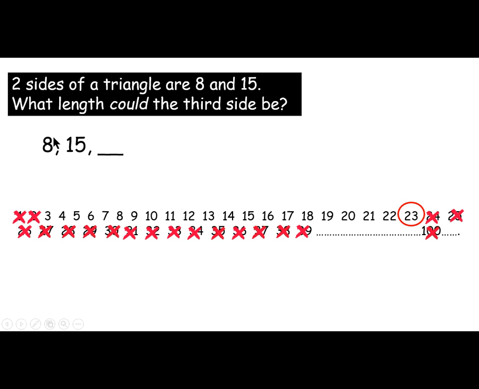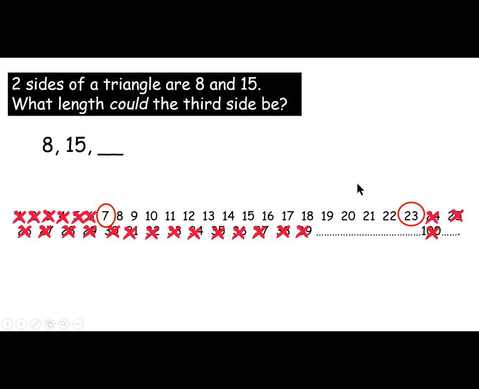The way to find the other limit here is we're simply going to subtract these numbers. We'll take the bigger one minus the smaller one. What is 15 minus 8? It's going to be 7. If I had 7 for my third number, 8 plus 7 is equal to 15. That doesn't work. But if I had 7.1, 8 plus 7.1 would be 15.1, and that is more than 15.